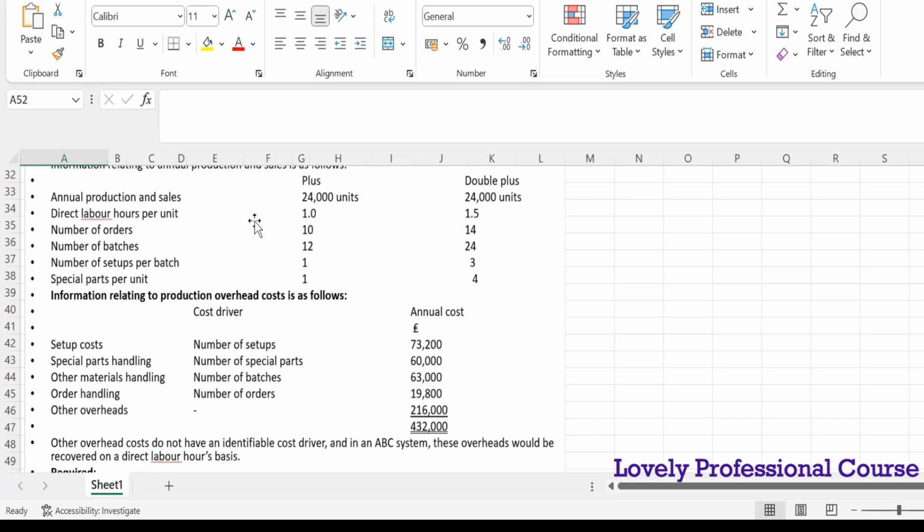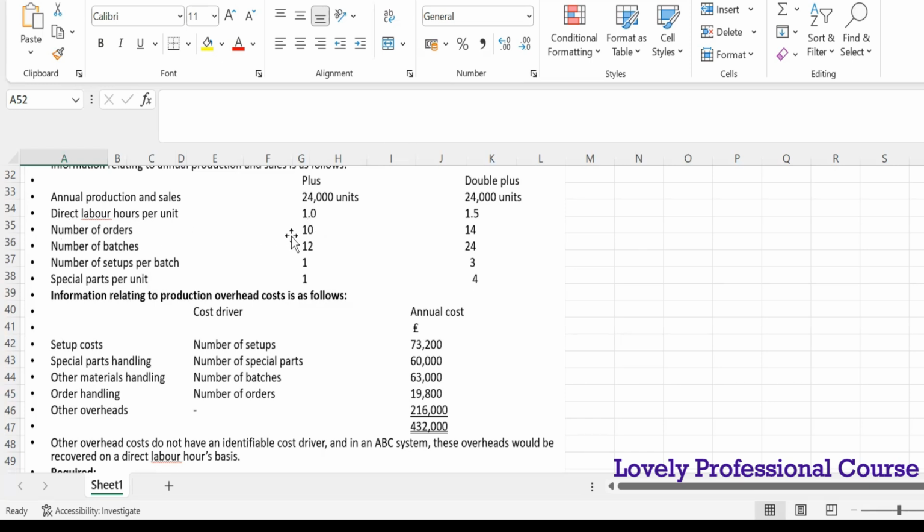I want you to be very careful on this. If they are saying direct labor hours per unit, this means they are going to give you the number of hours used to produce one unit. So these are the direct labor hours used to produce one unit, and the number of orders.